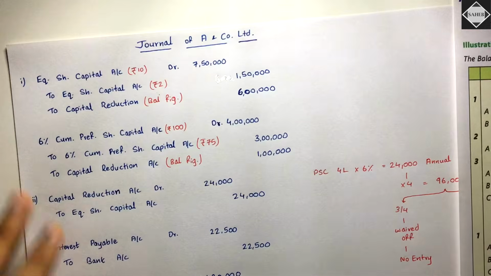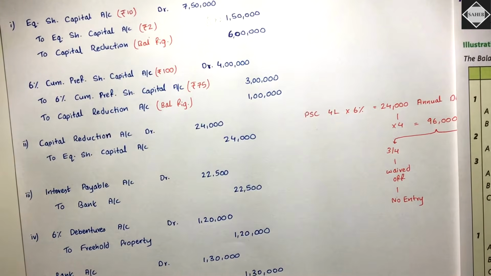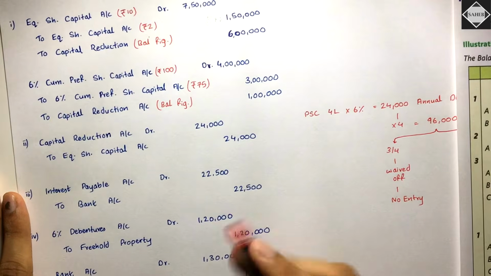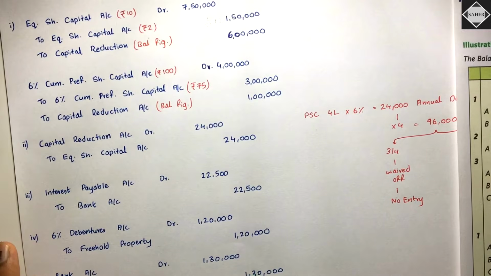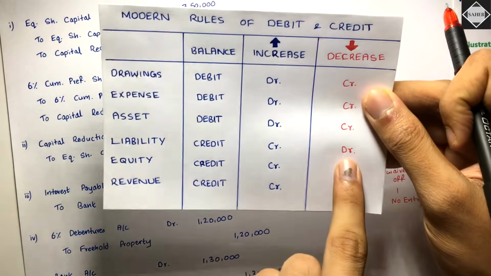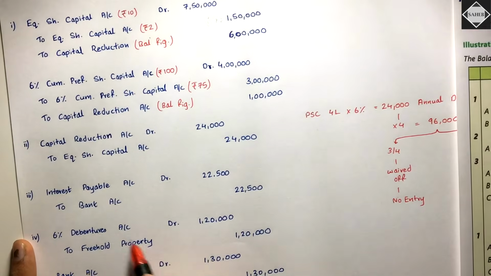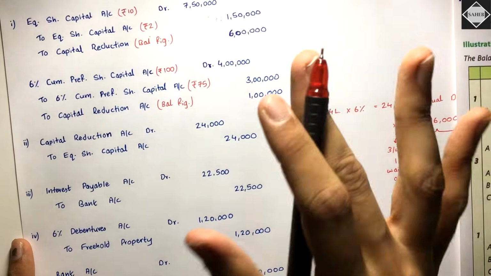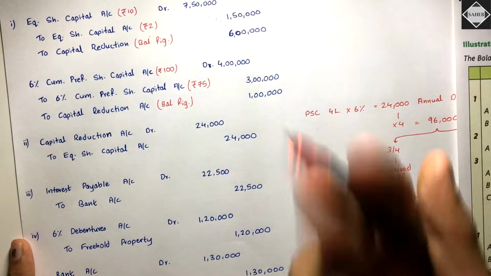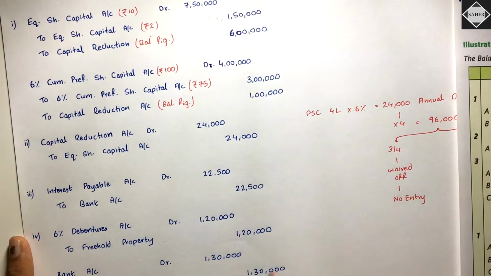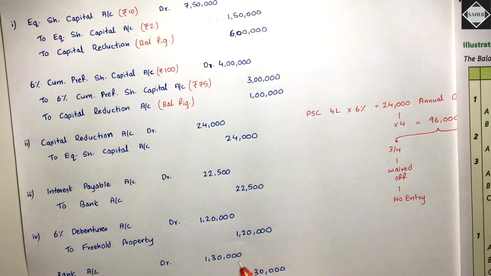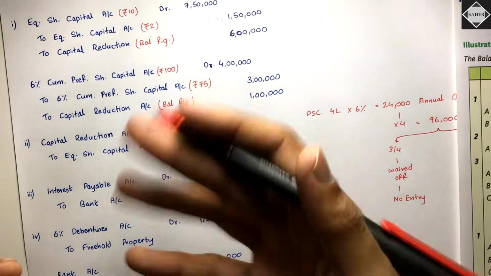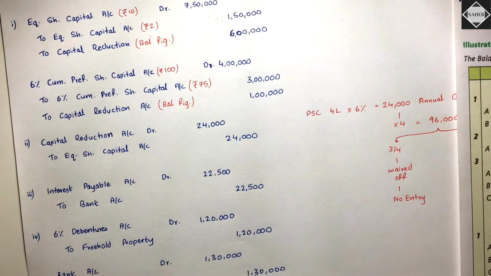So let's see. The first is debenture holders have taken our freehold property at the valuation of 1,20,000. So understand, our liability to debenture holders reduced by 1,20,000. Whenever liability reduces, you debit that. So 6% debentures account debit 1,20,000. Simple, easy. And then they have taken our freehold property, our asset, at what valuation? At 1,20,000 valuation, right? So this will also reduce by 1,20,000. Actually first we have to revalue, but it's okay, we'll revalue just after this entry. So see, to freehold property 1,20,000.